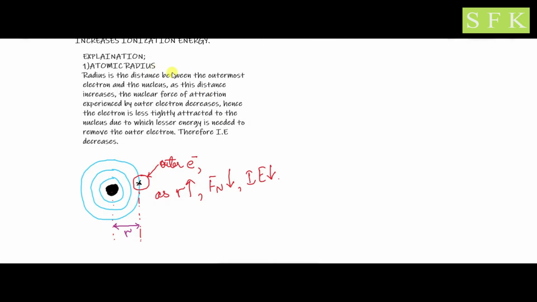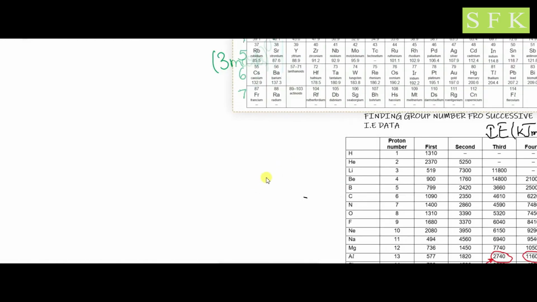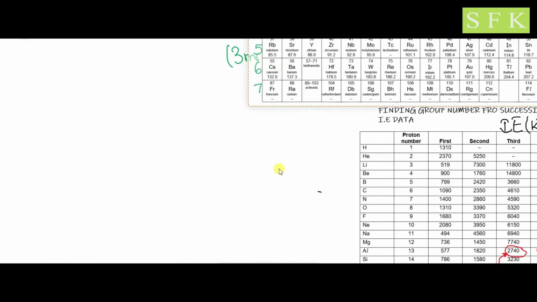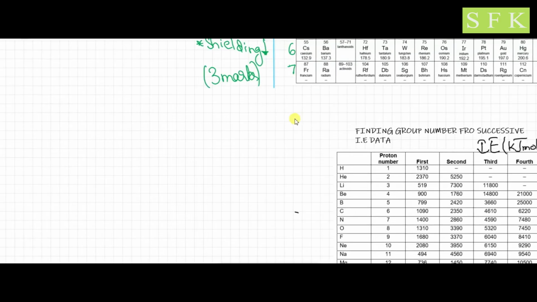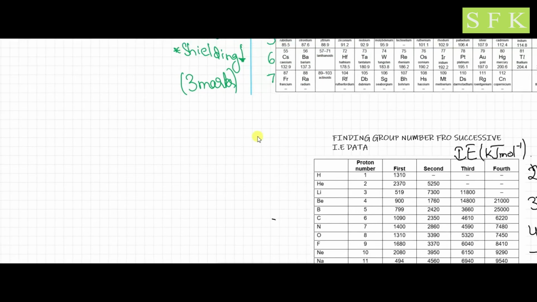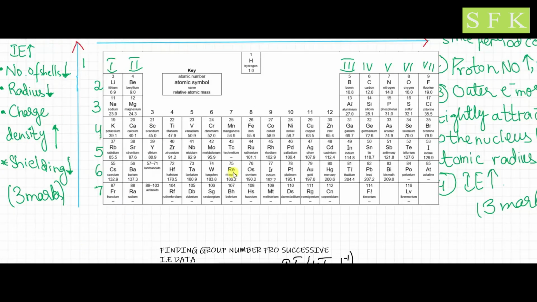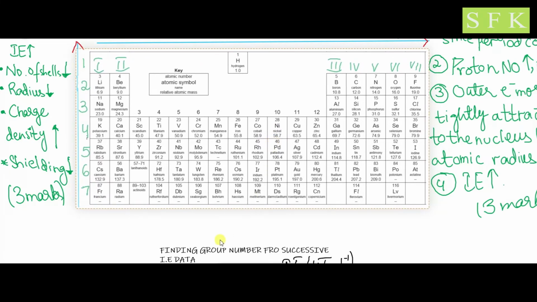Atomic radius, as it increases, ionization energy decreases. Shielding effect, as the shielding effect increases, ionization energy decreases. And nuclear charge, as the nuclear charge increases, again the ionization energy, this time it increases. It doesn't decrease, it increases.